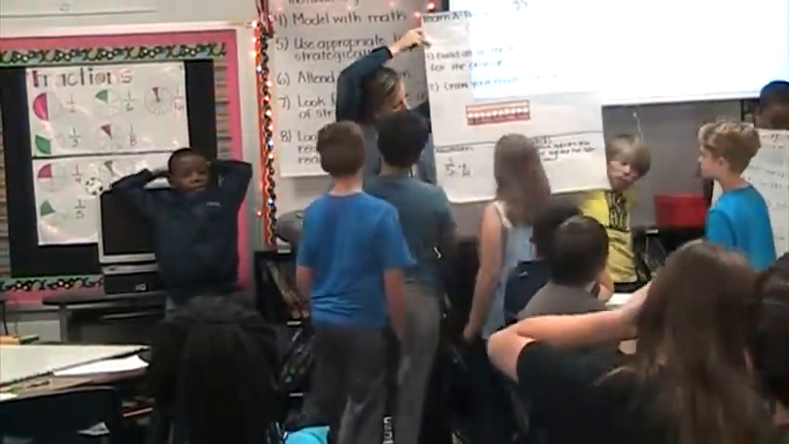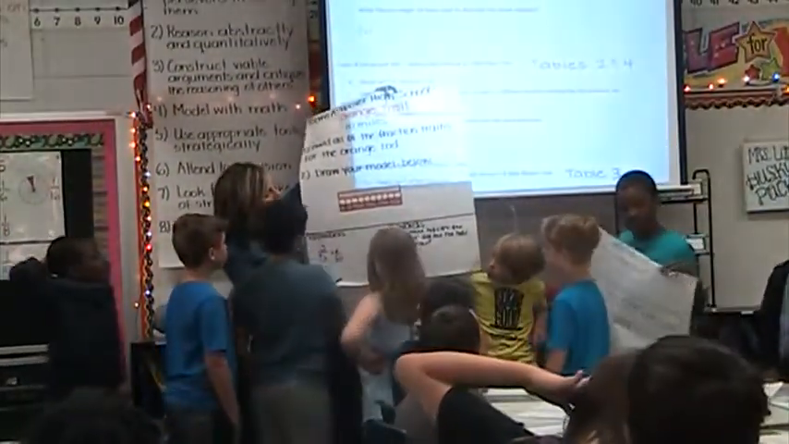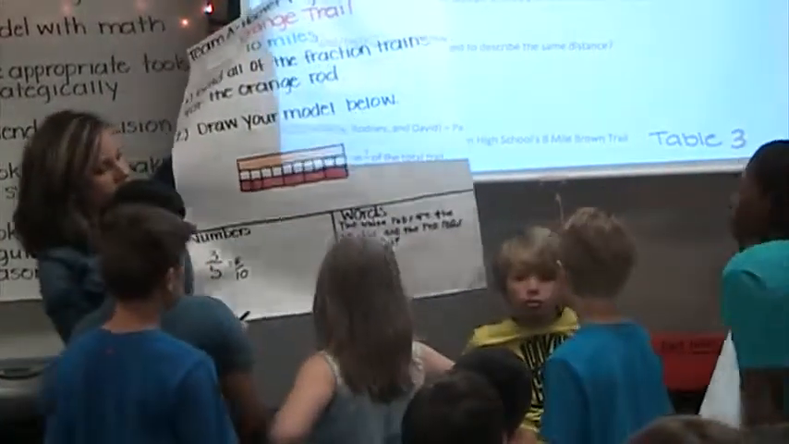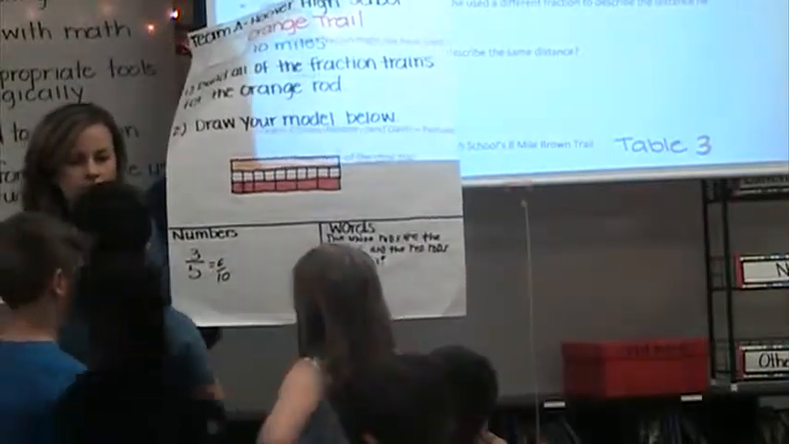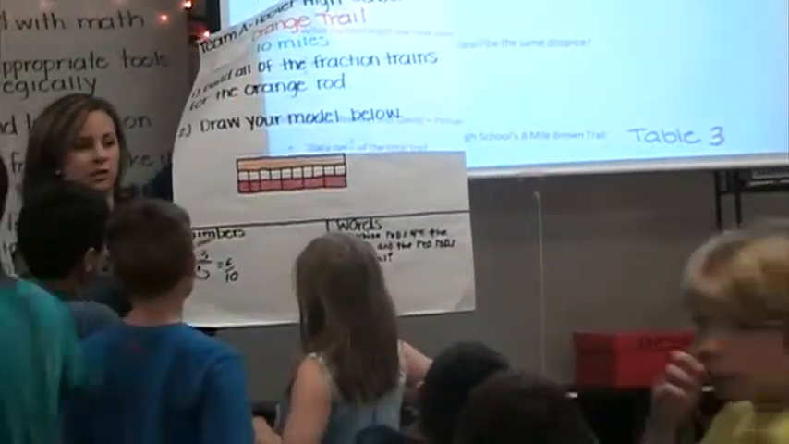Okay, so, Oscar, here we go. What did y'all do here? We knew that. Okay, you guys can sit down. We knew that the orange has to have 10 white rods. Okay, the orange has to have 10 white rods.